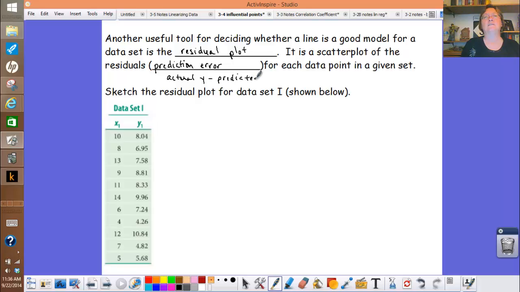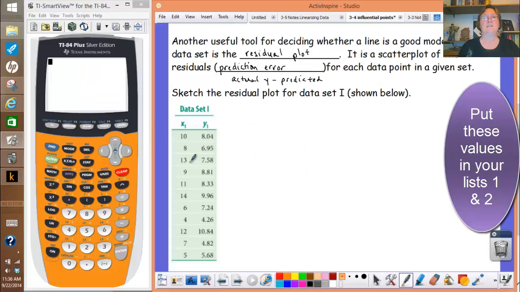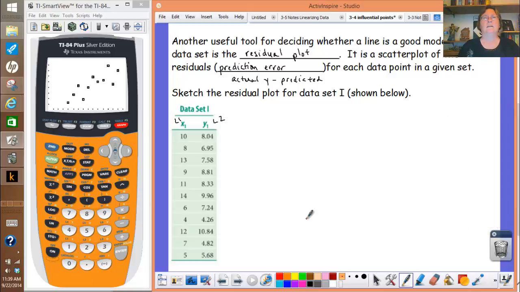I'd like to have you take a look at the first Anscombe plot, and that's the data set that is showing here. I'm going to ask you to get your calculator. I'm going to get mine, and we're going to put these values in our list 1 and list 2. I have the scatter plot showing here. A residual plot plots each data value. So we're going to plot our x's versus the residual, that is the prediction error for each data point.